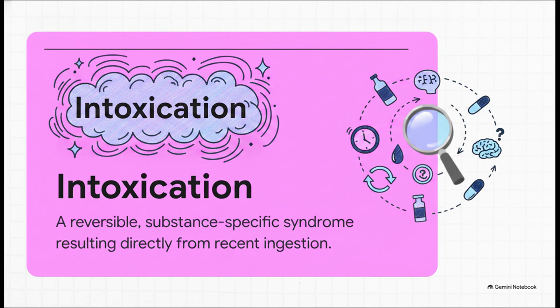Finally, we have intoxication. This is the temporary state most people immediately think of when they think about someone using a substance. It is a completely reversible, substance-specific syndrome that comes directly from recent ingestion. But the key takeaway here is that unlike the deep structural adaptations of tolerance or withdrawal, intoxication is just a temporary state. It wears off.